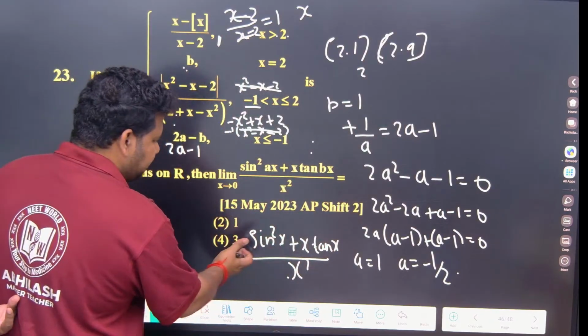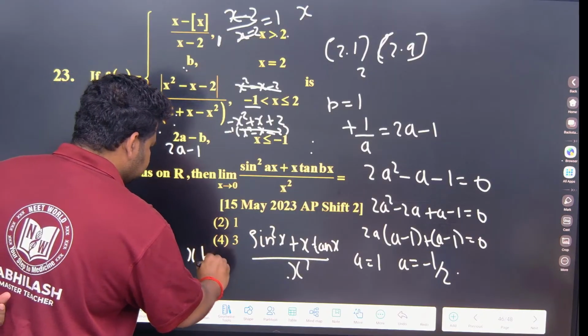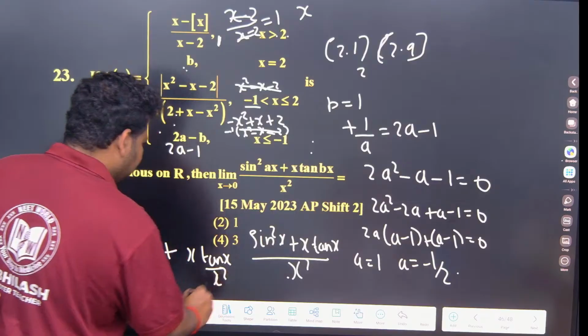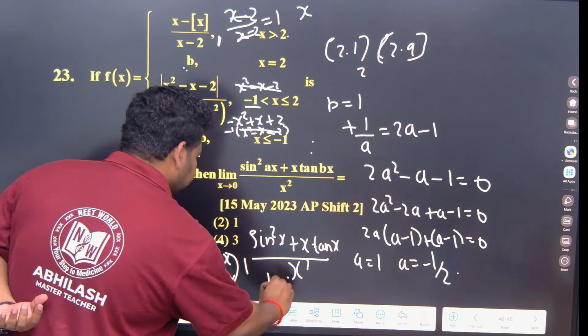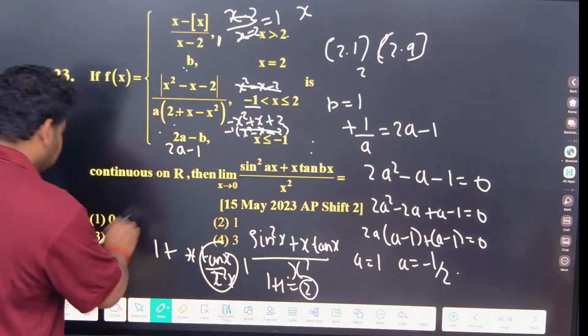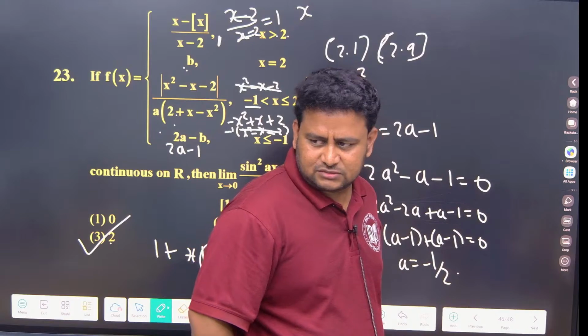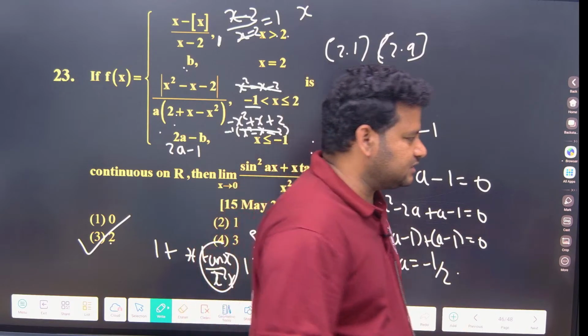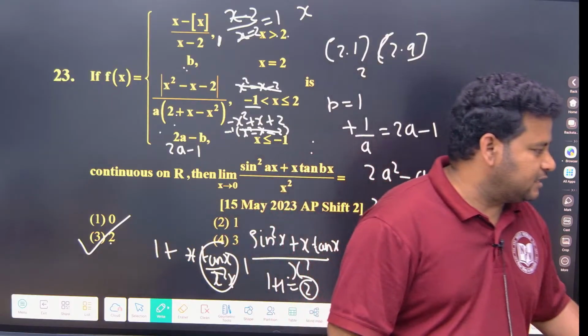Now if I separate this, this will become 1. If I separate x into tan x by x square, x cancels, tan x by x is also 1. 1 plus 1, 2. Understood? So from here you will get the value of a and b. So the answer is option 3, that is 2. Got it?